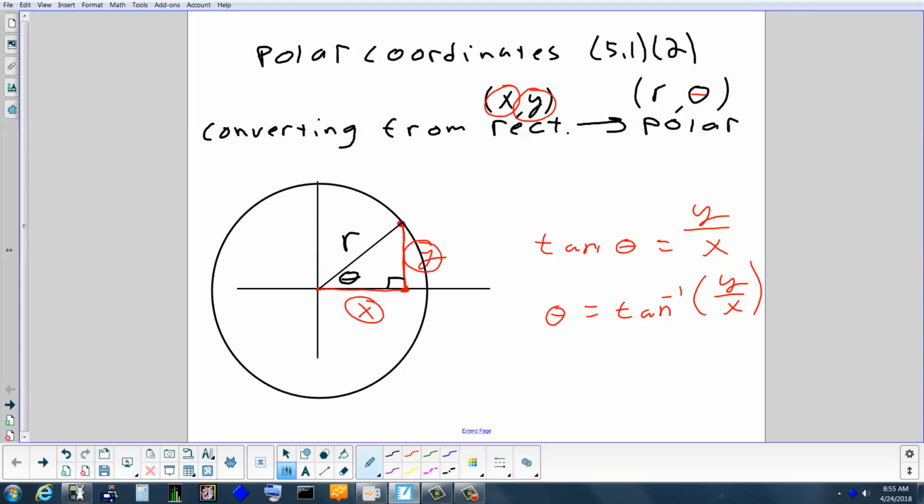Okay, so that's kind of the two things you need to know. Inverse tangent will help you find the angle. Pythagorean theorem is how you get the radius. And then we can change it into polar.